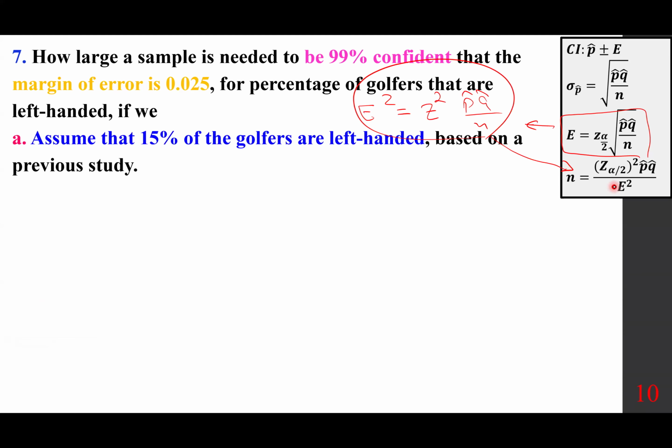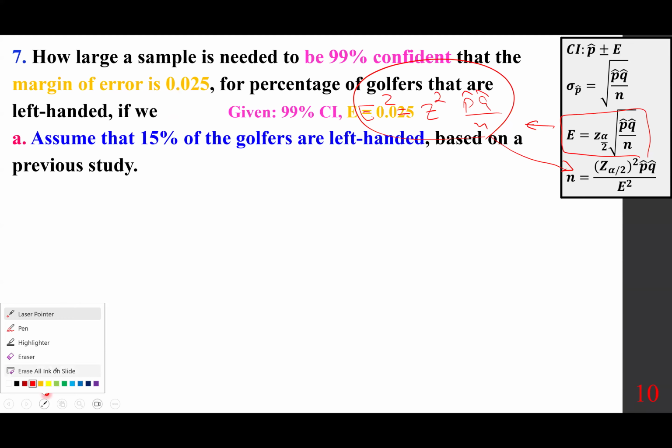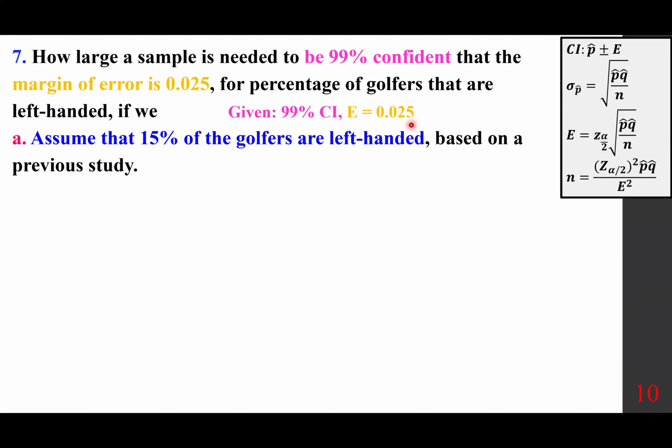So assume 15% based on a previous study. So we want to do that. And first of all, what is given? Okay, so we are assuming this is 15%. That means P hat is 0.15. And what is given is a 99% confidence interval with an E of 0.025. So let's write this and erase my work. So the 99% confidence interval, E is 0.025, and we are assuming P hat is 0.15.